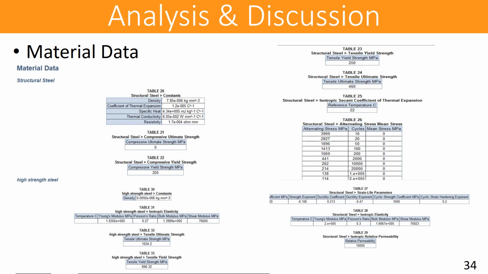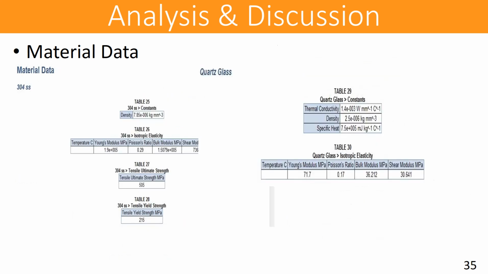This slide is talking about the material data that was incorporated in the engineering data of ANSYS. So here you can see the structural steel and high strength steel data. Here you can find the 304 SS data and quartz glass data.